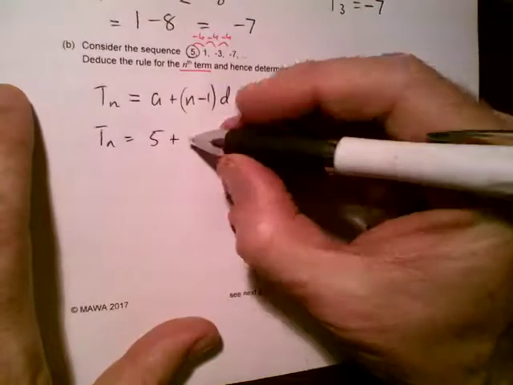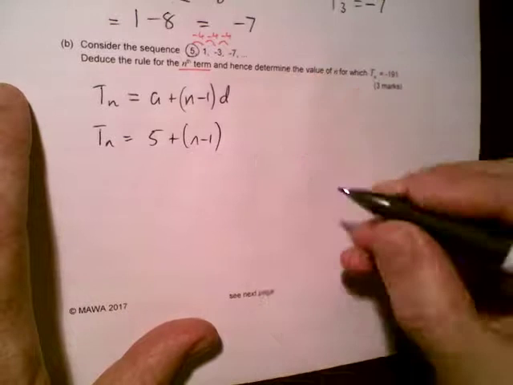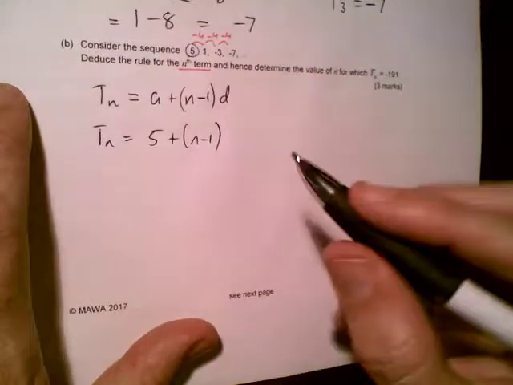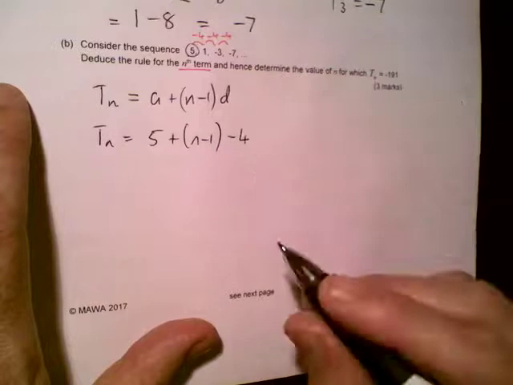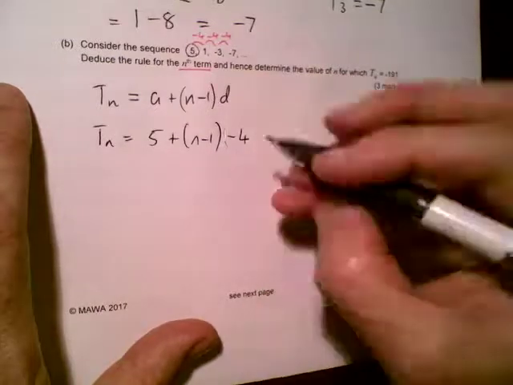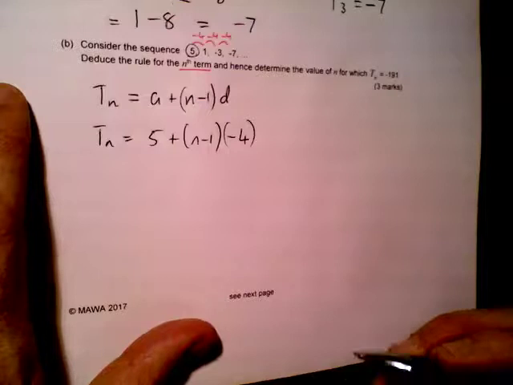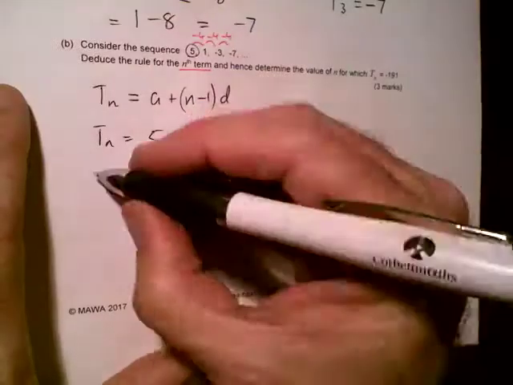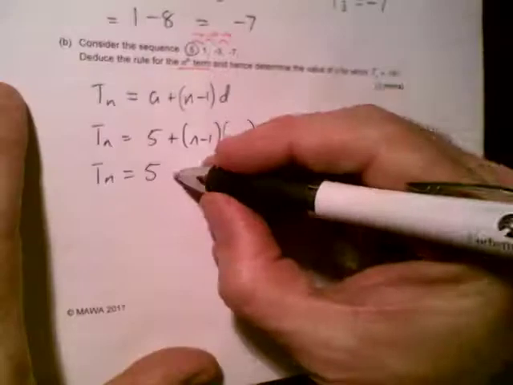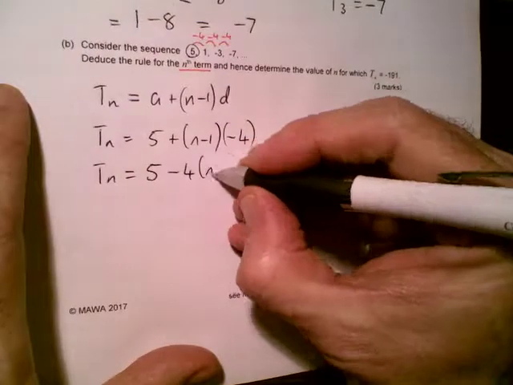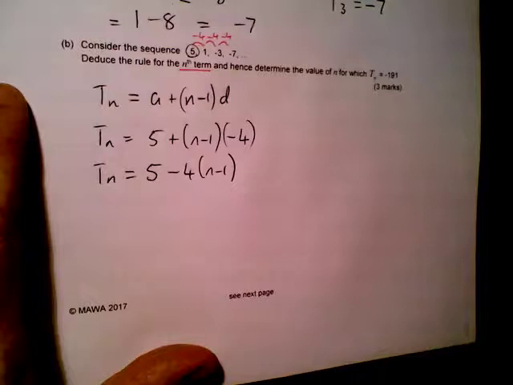And then we've got plus n take 1. Now, the common difference is -4. You've got to be careful here. We want to times by D. So if you just put take 4, it looks like you're subtracting 4 from the whole thing. We're actually multiplying by -4. And in this case, it's probably easier to put that -4 in front of the bracket as -4 times n take 1, just so it looks a bit better. Now that's an answer there.